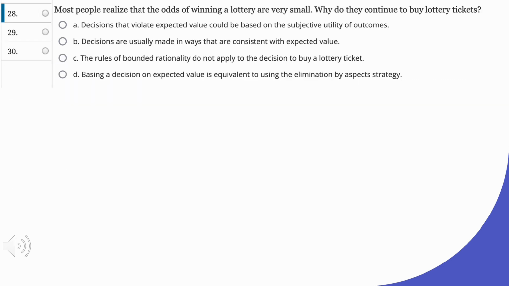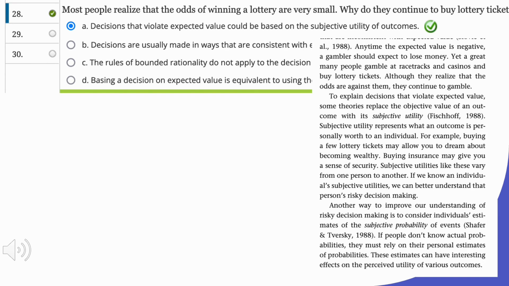Question 28. Most people realize that the odds of winning a lottery are very small. Why do they continue to buy lottery tickets? A. Decisions that violate expected value could be based on the subjective utility of outcomes. B. Decisions are usually made in ways that are consistent with expected value. C. The rules of bounded rationality do not apply to the decision to buy a lottery ticket. D. Basing a decision on expected value is equivalent to using the elimination by aspects strategy. It's A.